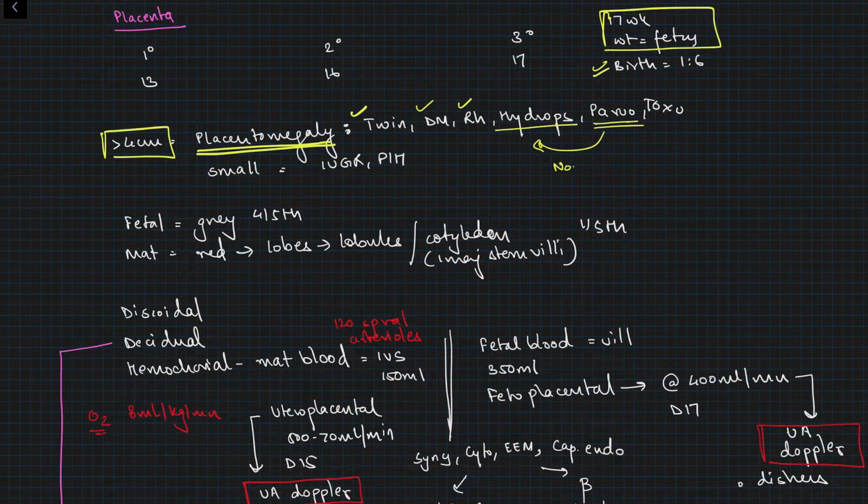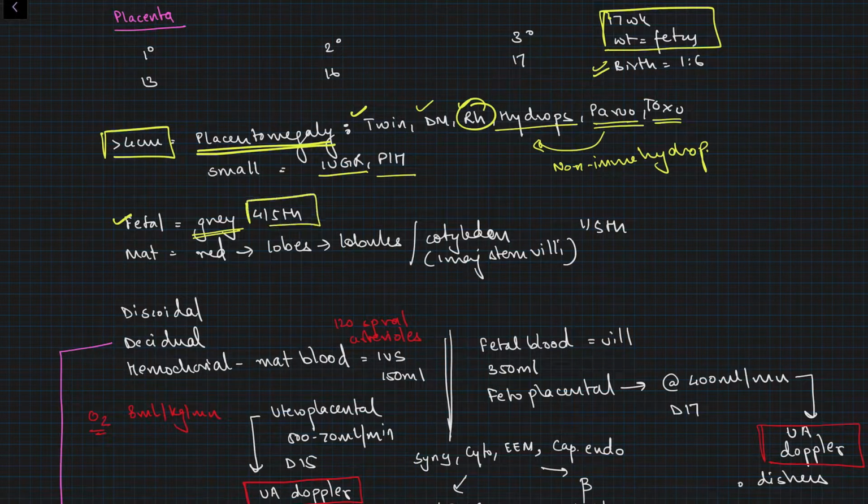Remember, non-immune hydrops is seen with parvo, while immune hydrops is due to Rh negative pregnancy. And the next cause of placentomegaly can be infection of toxoplasmosis. A small placenta is seen with IUGR and PIH. Right. Fetal part of the placenta is grayish and it is 4/5, while maternal part is red and it consists of lobe and lobules or cotyledons, right? And it constitutes 1/5 part of the placenta.